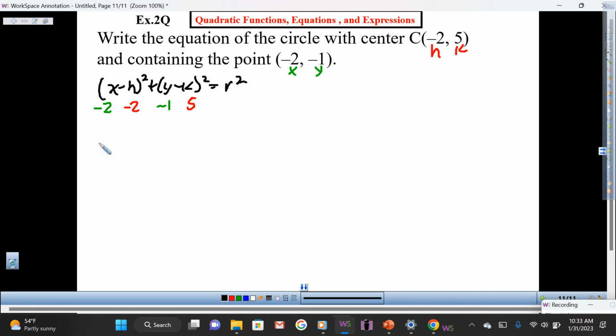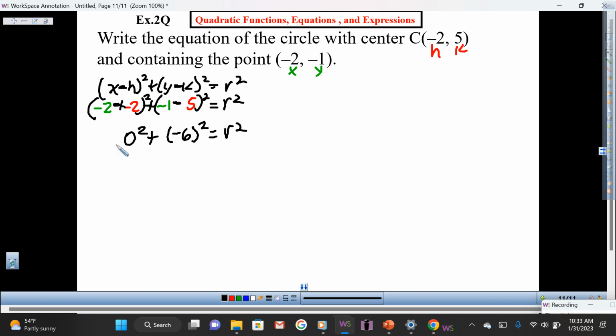All right, I bring everything else down, the parentheses, the minus, look up to the screen, this minus, don't forget it, bring it down, squared plus parentheses, this minus right here, bring it down, squared equals r squared. So negative times a negative becomes a positive, so I end up with negative 2 plus 2 is 0 squared. Negative 1 and negative 5, that's negative 6 squared equals r squared.